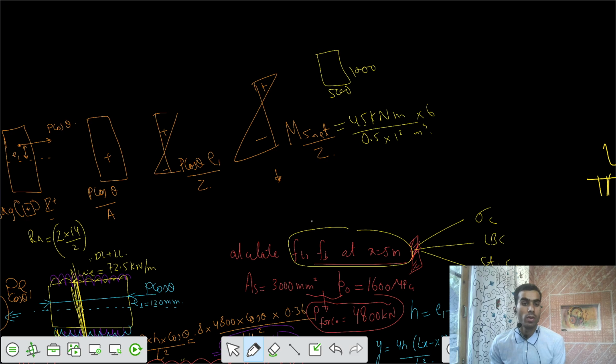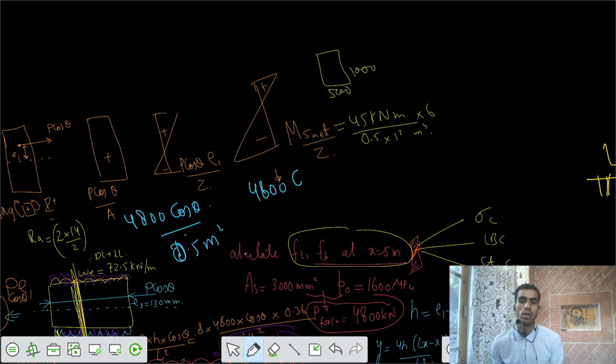So let's go for that. P cos theta, I would say your P was 4800, your cos theta is there, divided by area of the cross section, which is 0.5 meters square, and you had this P cos theta, that's 4800 cos theta. Your E1 was 0.12 meters divided by section modulus of BD square by 6, and third is this value.